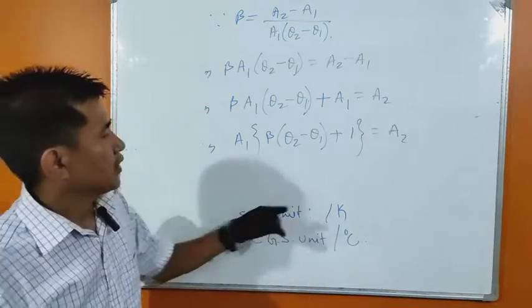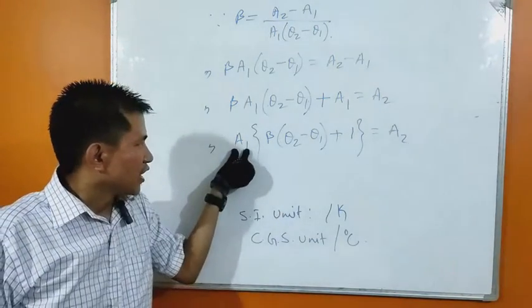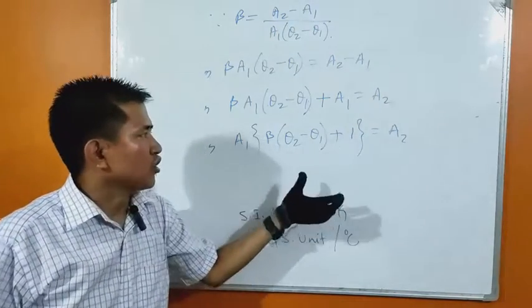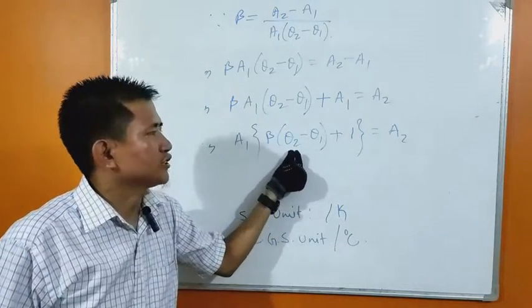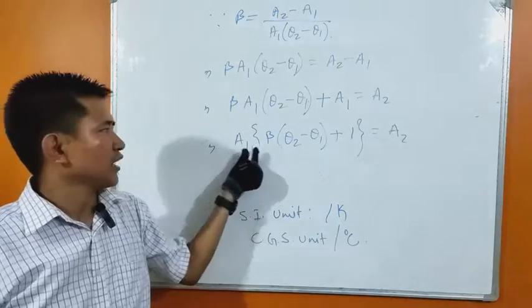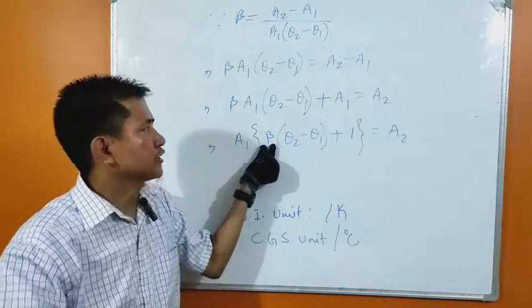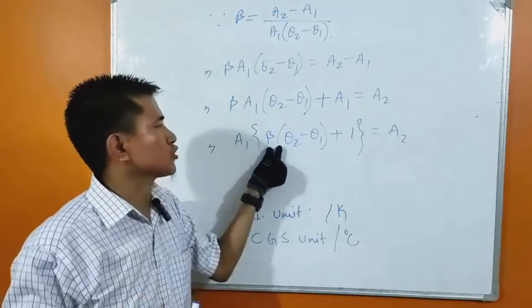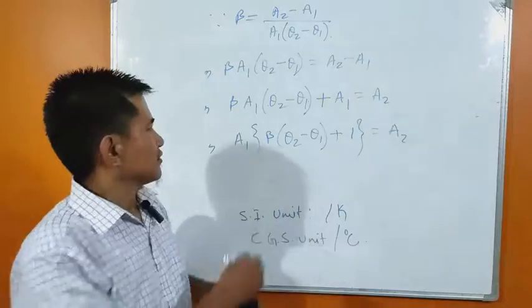Okay, this is the new area of the solid when temperature rises from theta 1 degree Celsius to theta 2 degree Celsius. A1 is the original area into beta, the coefficient of superficial expansion of the solid, and this is the rise in temperature, plus 1. Got this?